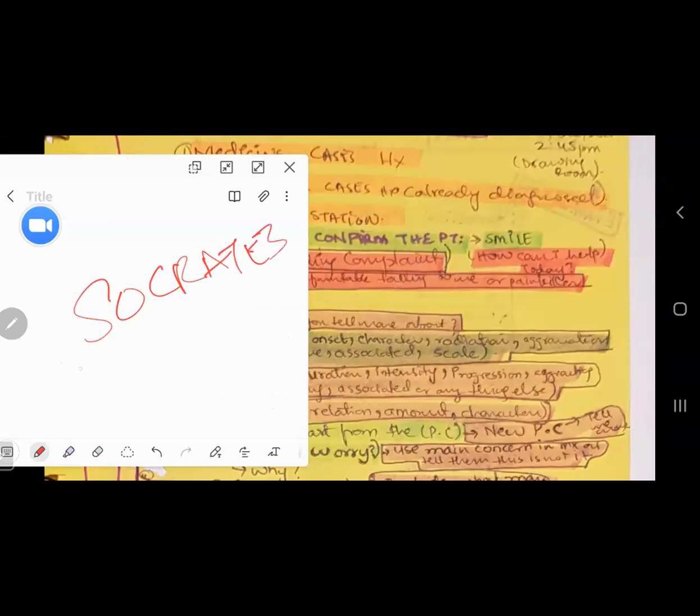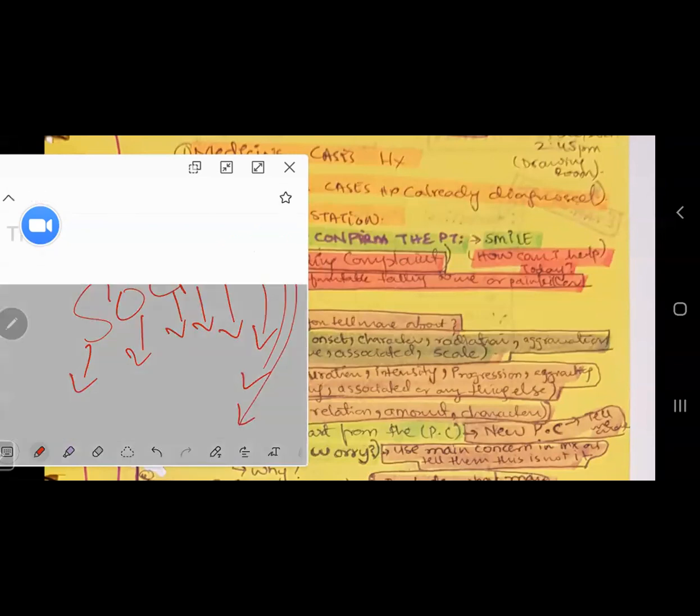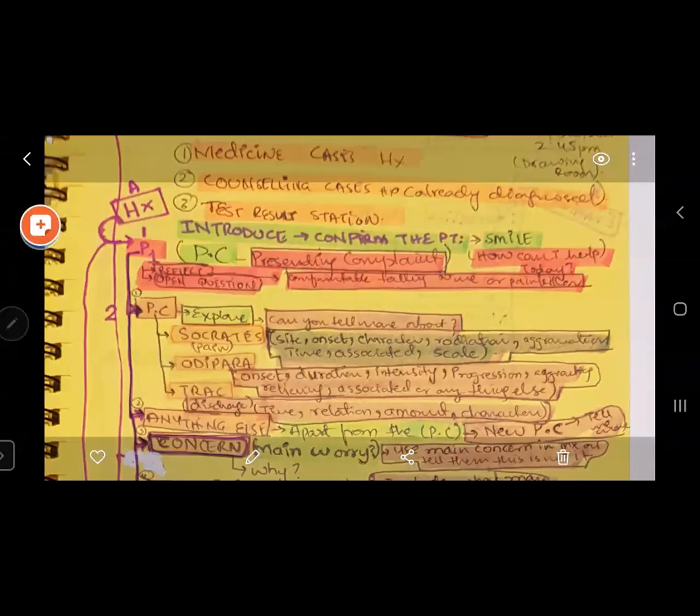It is, as you've been doing it: site, onset, character, radiation, associated symptoms, time, exacerbating factors, and scale, pain scale. Never forget that. Now, if this was an emergency, you'd want to do that, right? Never skip on the pain scale, because that'll give you the diagnosis, or at least jump you to a part of it. So start with Socrates, then you move forward, and or if the patient's got any other complaint, right?